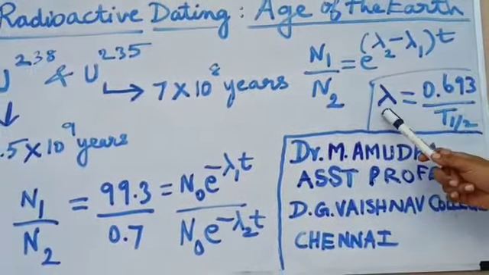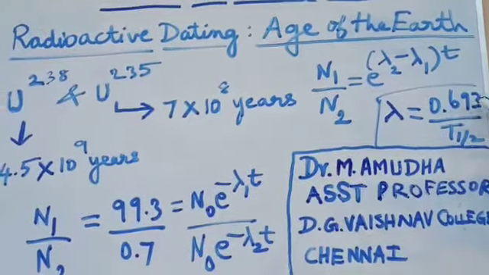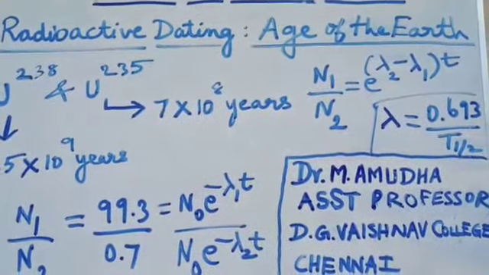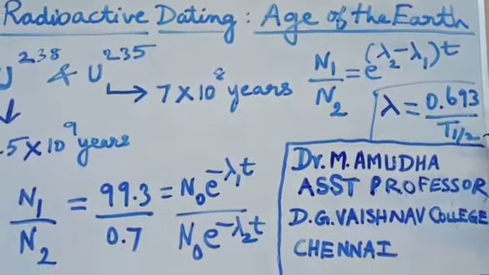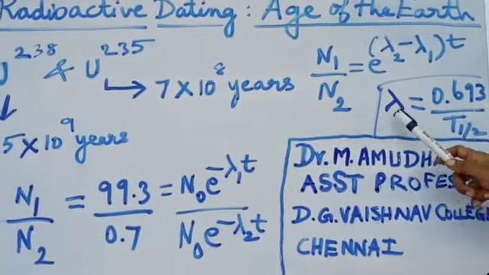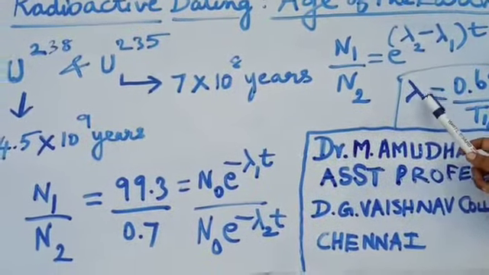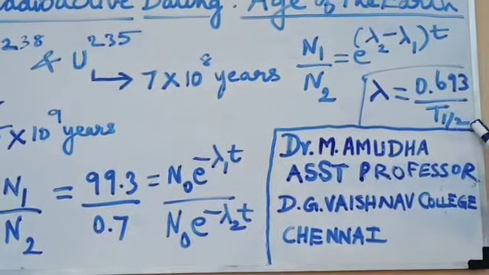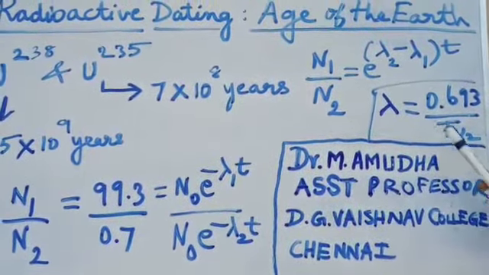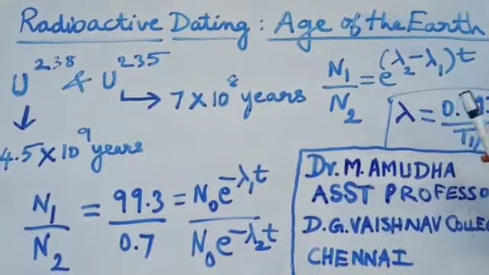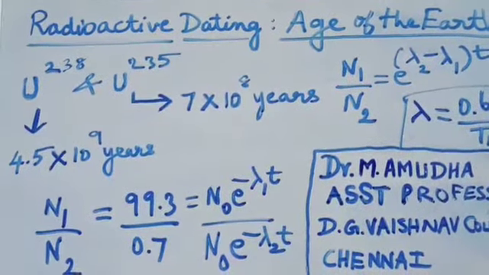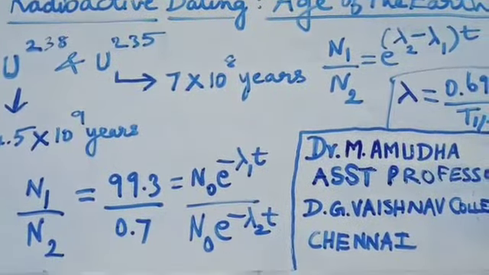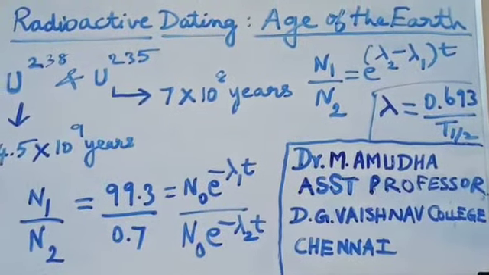The general formula to find the decay constant is 0.693 divided by T half, where T half is the half-life period of that particular isotope. To find lambda 1, the decay constant of uranium-238, substitute 4.5 × 10^9 years in this formula. To calculate lambda 2, the decay constant of uranium-235, substitute 7 × 10^8 years. From this we can easily calculate the values of lambda 1 and lambda 2.